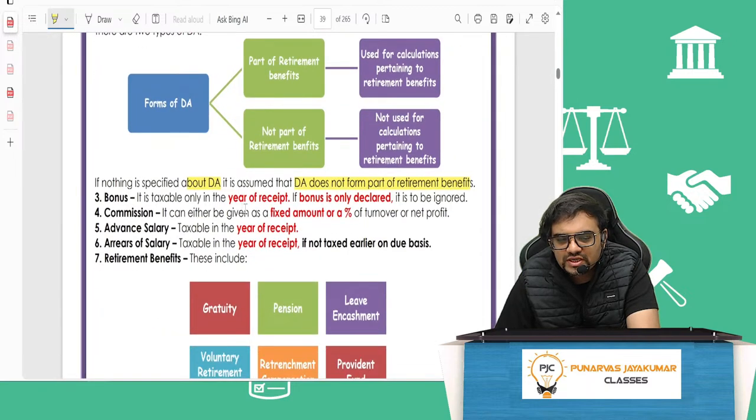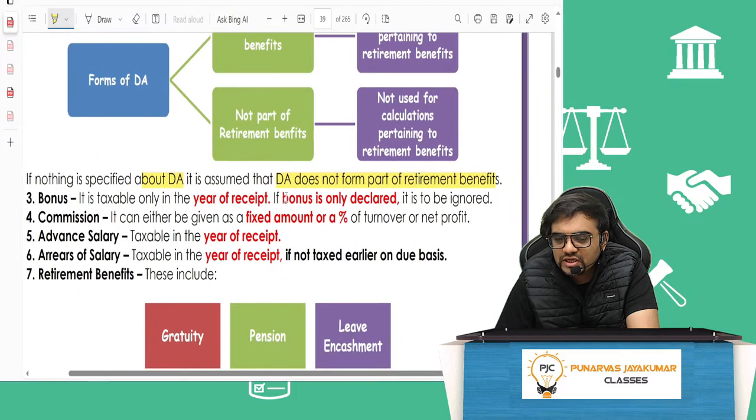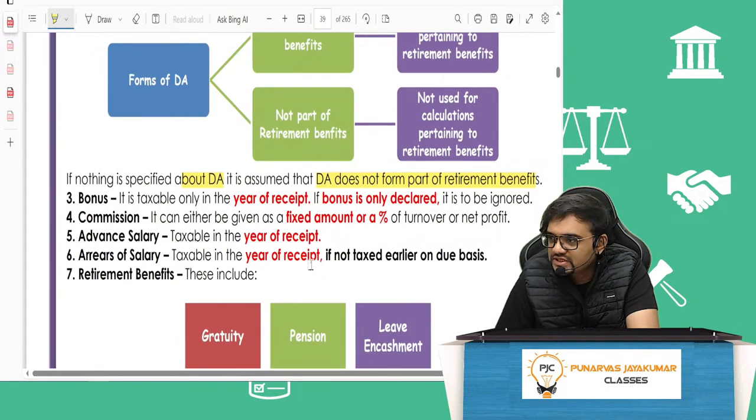So bonus is what? It is taxable only in the year of receipt. If bonus is declared, it is to be ignored. It is only on receipt basis, not on declaration basis. Commission, it can either be given as a fixed amount or it can be given as a percentage of turnover. You need to see. That's all. If they have given only percentage, then please apply it on the turnover.